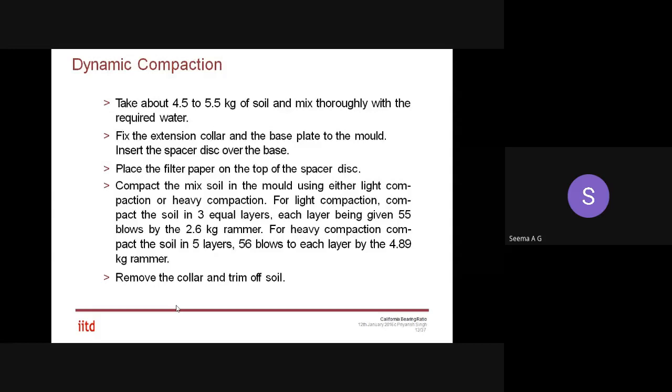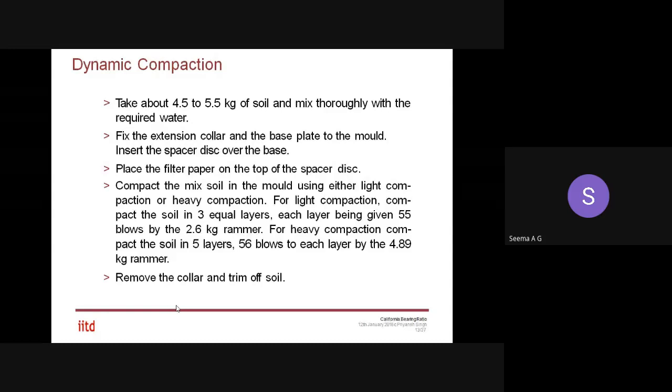Either you can take an undisturbed soil sample in a specific dimension or shape, or you can prepare a disturbed soil sample just like the heavy compaction. That means after preparing the mold with the collar, place the spacer disc, then the filter paper, then the soil sample is filled in the mold in 5 layers. Each layer is given 56 blows with a rammer of weight 4.89 kg.